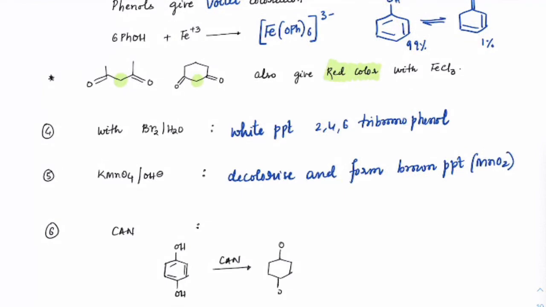Next, we can test with ceric ammonium nitrate. We have seen this ceric ammonium nitrate. We used it to convert primary alcohols to aldehydes, secondary to ketones. The same thing can be seen here. Phenols can be converted into respective quinones like this. Okay, and you know that in the ceric ammonium test there would be a color change, which gives us an idea that there might be phenol present.